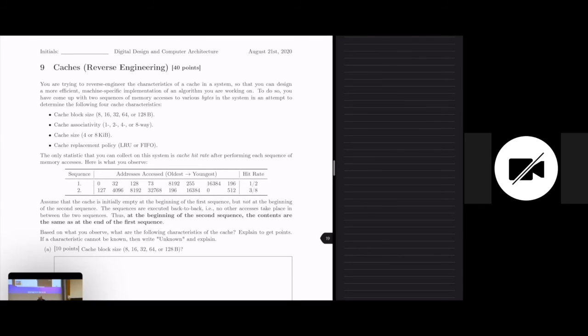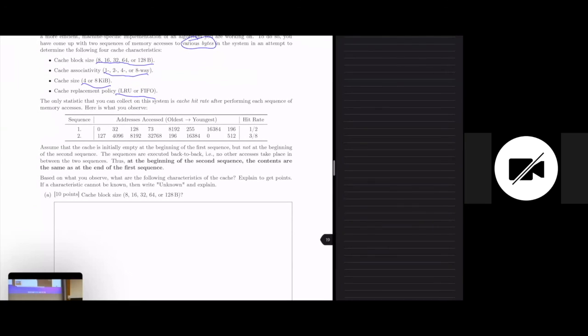Hello, everyone. In the last question, we're going to solve this cache reverse engineering question. Let's first take a look at the description and extract all the information we need. This cache is addressed by bytes. We have 5 different possible block sizes, 4 possible associativities, 2 possible cache sizes, and one final thing, the replacement policy, either least recently used or first in, first out.